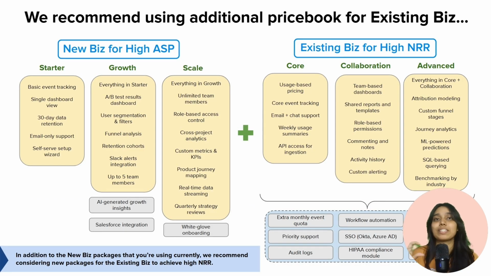Then second in the step is the packaging. So as you can see, the client had one price book that they were using to acquire new clients for higher average selling price, which you can see on the left. But after our assessment, what we found out was that they could use an additional price book for their existing customers to achieve high NRR. And the packages and add-ons look something similar to this. This was our recommendation for the client.